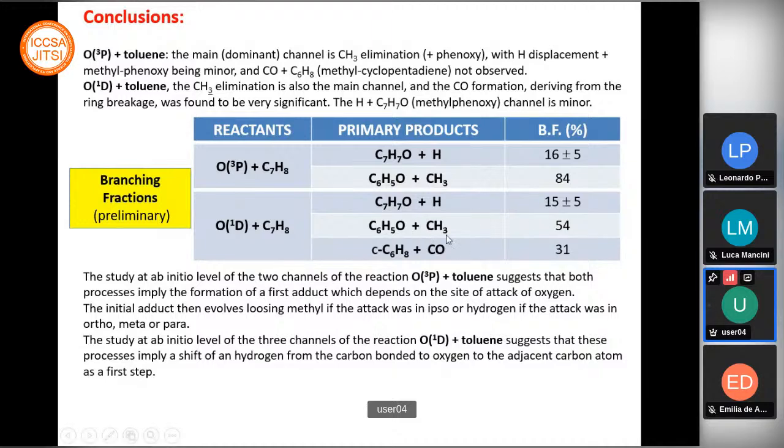So to complete this study, it is now necessary to compute the theoretical branching fractions and the rate constant, taking into account, of course, also the intersystem crossing, which should be the main way to arrive at the singlet surface.